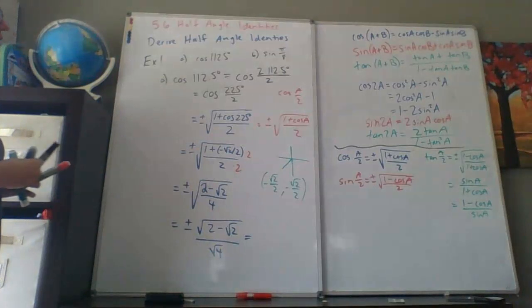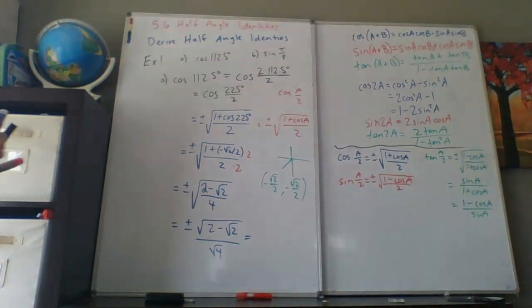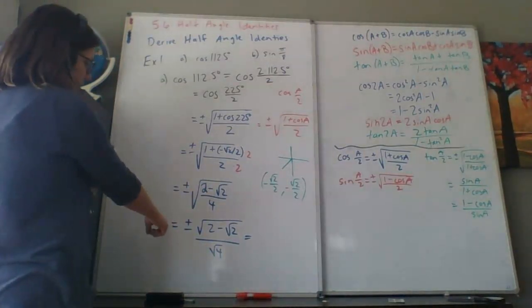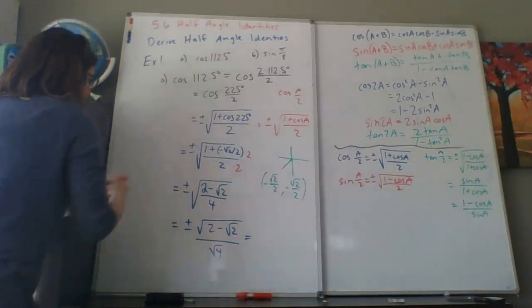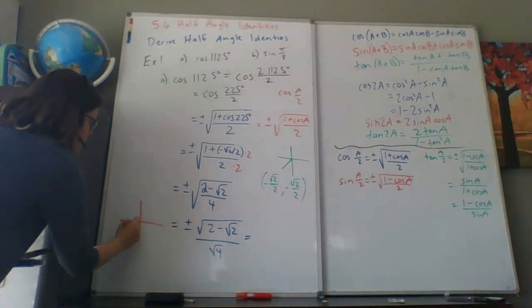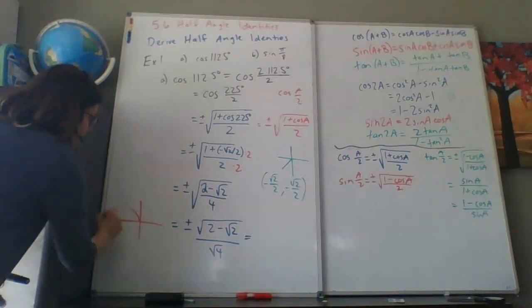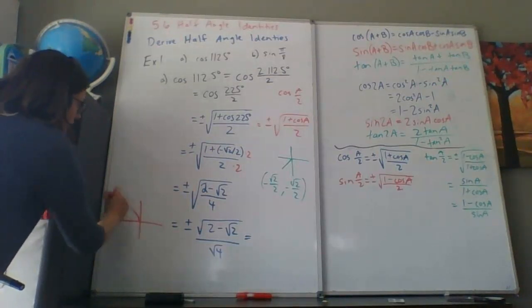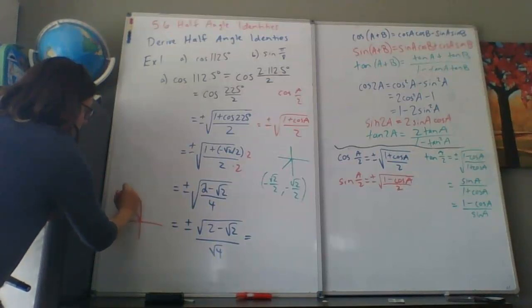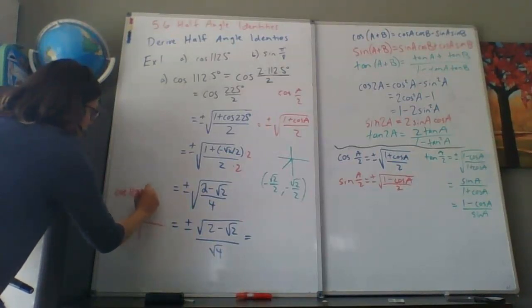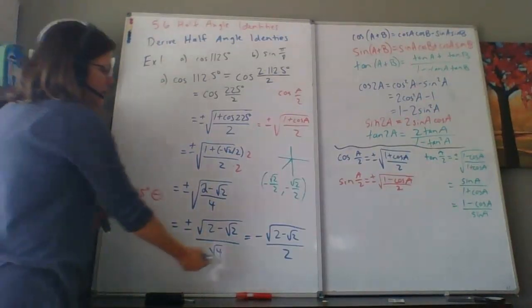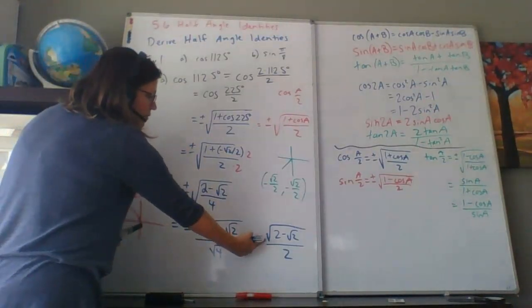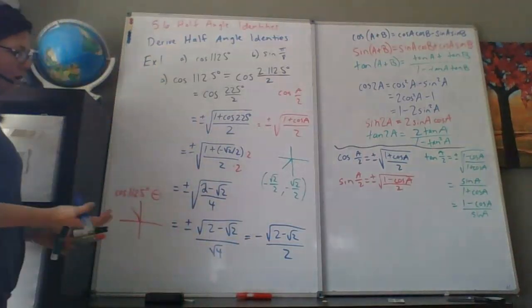Now I need to decide, is this positive or negative? Because the formula itself does not tell me. When I decide if it's positive or negative, I need to be looking at cosine of 112.5 degrees. That's going to be somewhere in quadrant 2, and my cosine of 112.5 degrees will be negative. Therefore, my final answer is negative square root of 2 minus rad 2 all over 2.